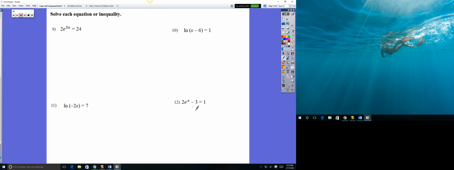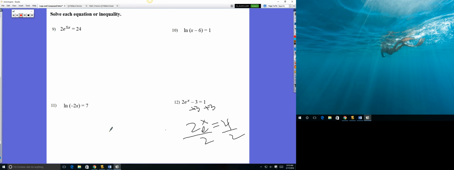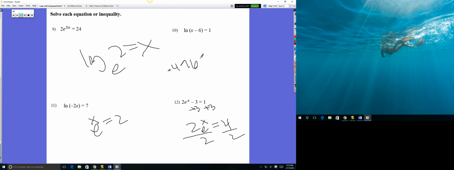12, plus 3, plus 3, 2 e to the x equals 4. Divide by 2. Divide by 2. e to the x equals 2. Morph it to a log. Log base e of 2 equals x. Punch that in your calculator. You should get x is about 0.49698.